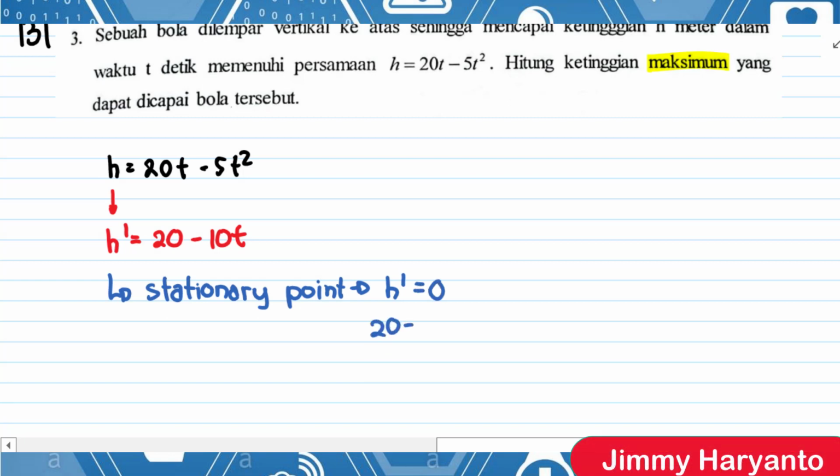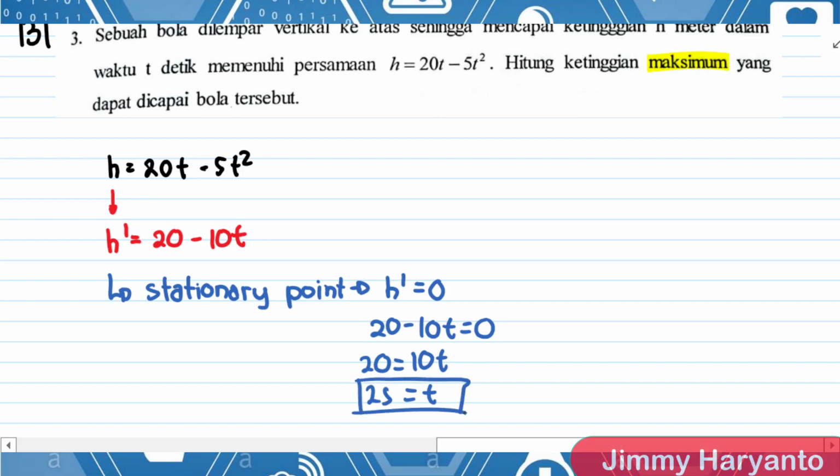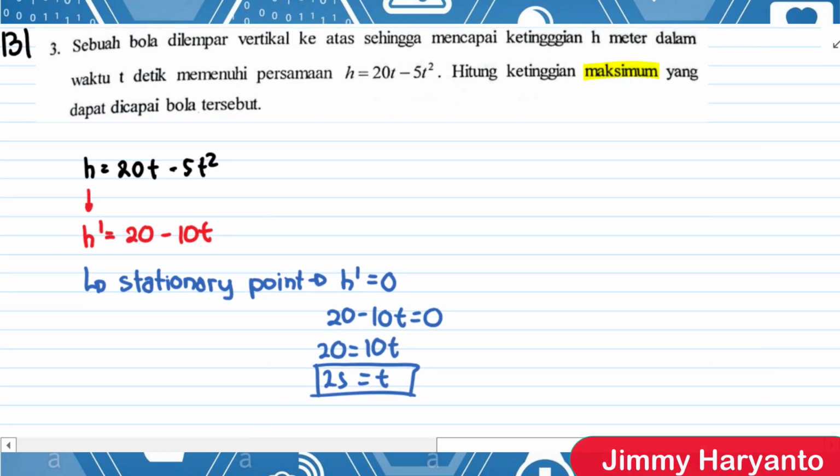So 20 minus 10t equals to 0. You'll have 10t equals to 20. So you have t equals to 2 seconds. Okay. So after we have the 2 seconds? Oh yeah, t in seconds. Yeah, okay, good. But actually you don't have to put the units in this number. So we already have the t.